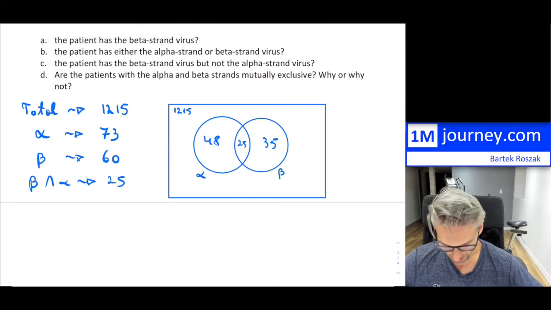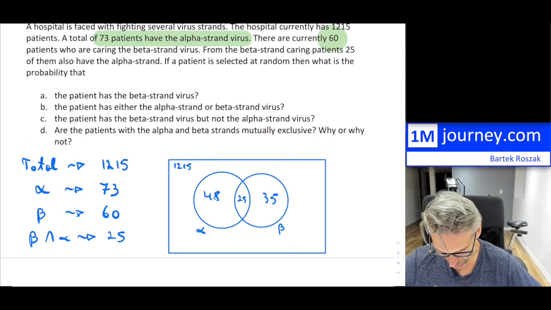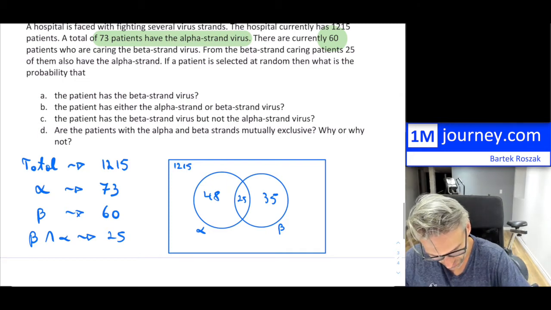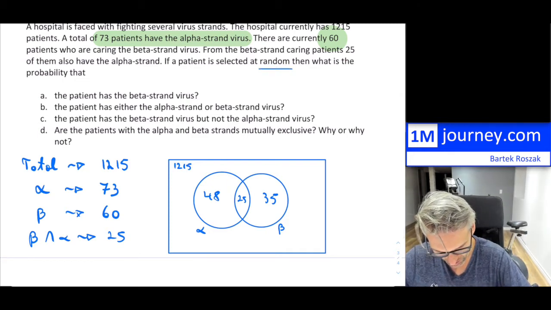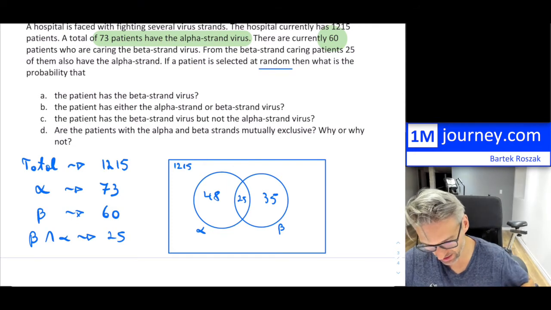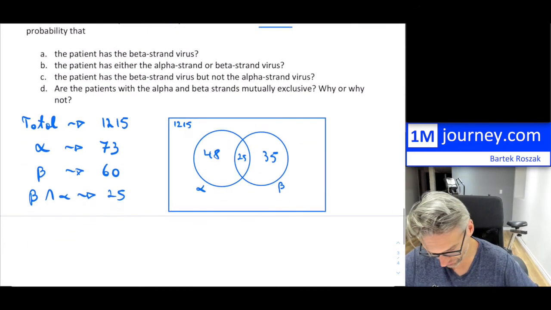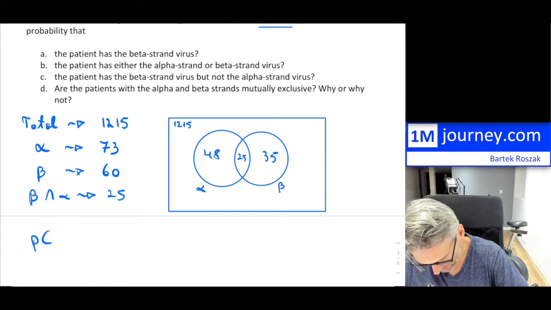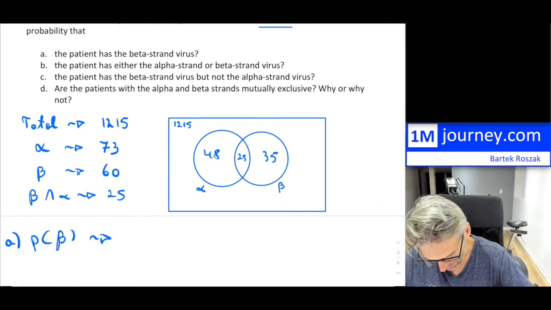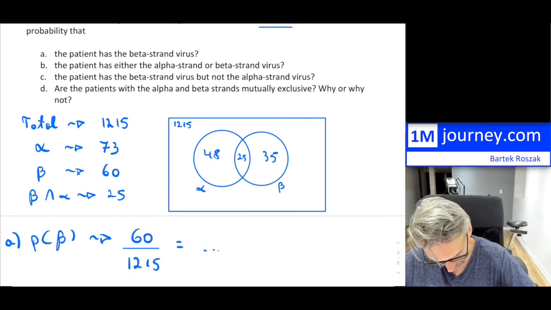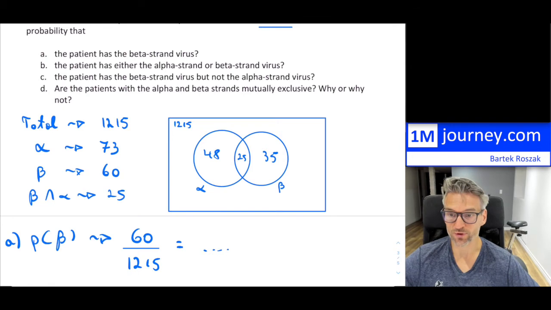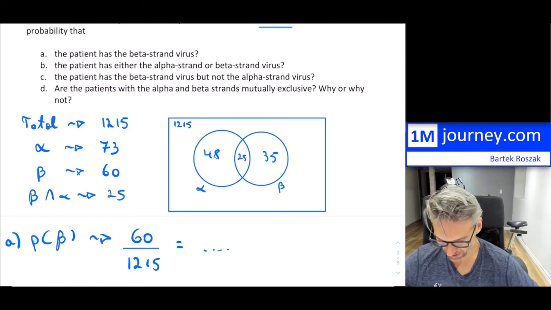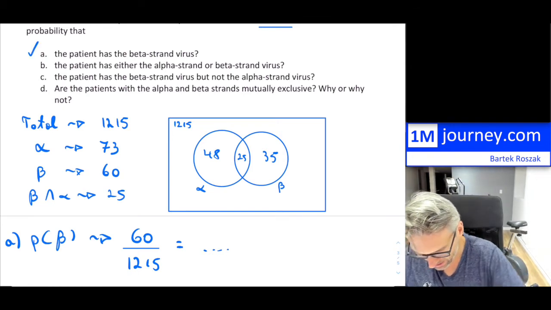But okay, the question is, if a patient is selected at random, so this is important, so we just pick a random patient, then what is the probability that the patient has the beta strand virus? Okay, well, probability of beta strand, so this is for A, so that's not very hard because they gave that to us. We have 60 all over the total if we're choosing at random, and you can calculate what that is. I'll leave that for you if you want to switch it back or reduce the fraction. So that would have been part A, so that's not bad.